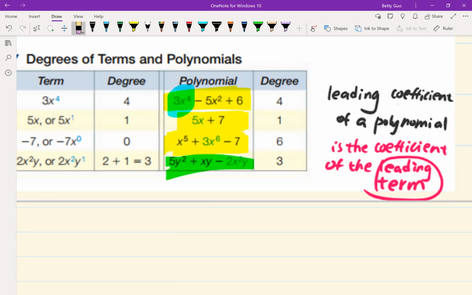Leading term. Let's look at this one, 5x plus 7. Is this a monomial? 5x? Is 5x a monomial? What's the degree?